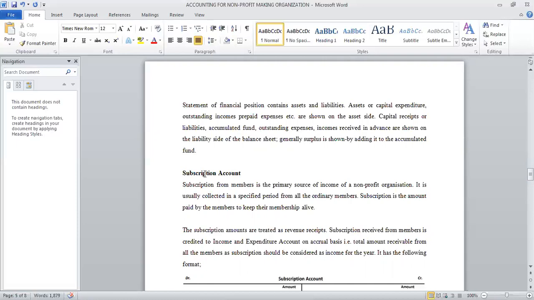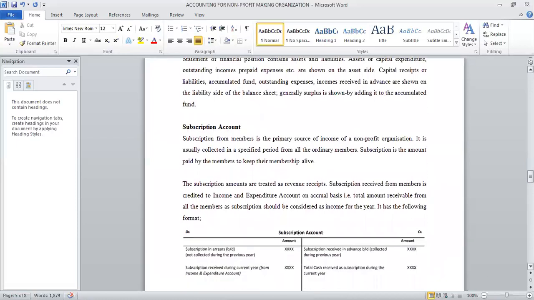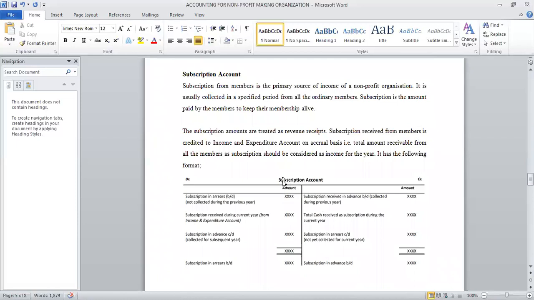So those many scenarios require the accountant to prepare the subscription account, which is normally meant to determine the amount of money that is supposed to be recorded in the books of accounts for the current financial year. That is to say, the subscription account is prepared so that we can determine the amount of money that will be taken to the income and expenditure account as subscription income. So the subscription account will have this format as indicated here.